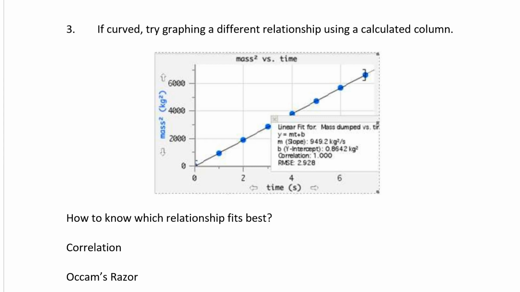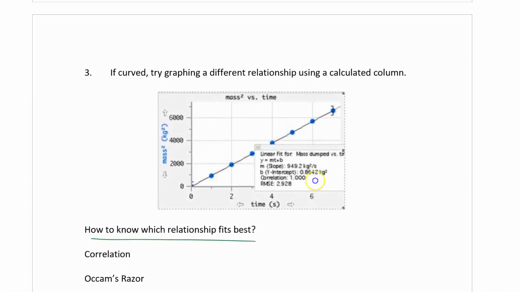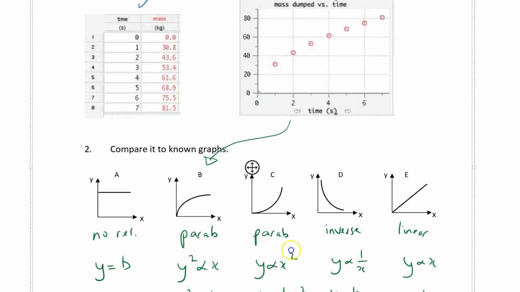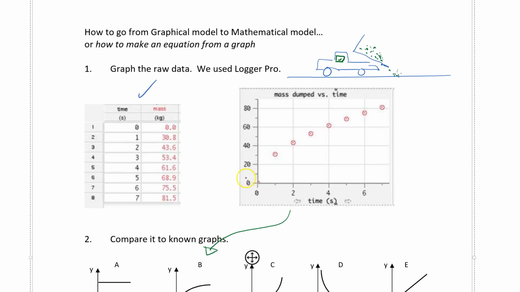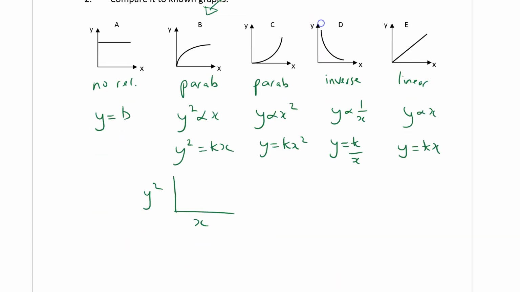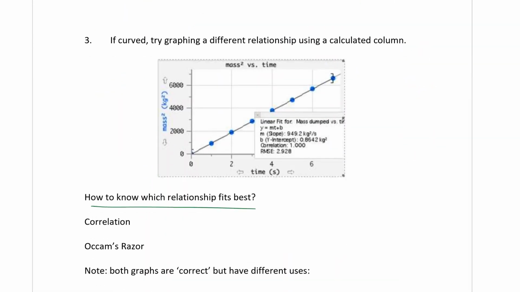And so how do we know which relationship fits best? Well, if you look at our first one, you might say, oh, it looks fairly straight. You know, if you draw the line of best fit, they didn't do one. It looks fairly straight. If you look at the second one, you'd go, wow, actually all those dots fit perfectly on the line. So how do you know when one relationship is better than the other?